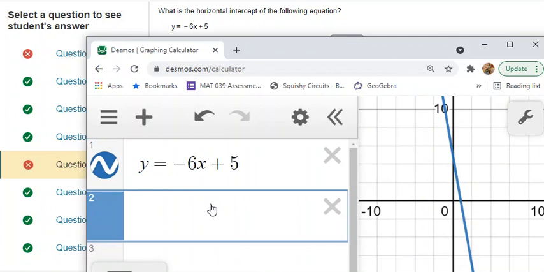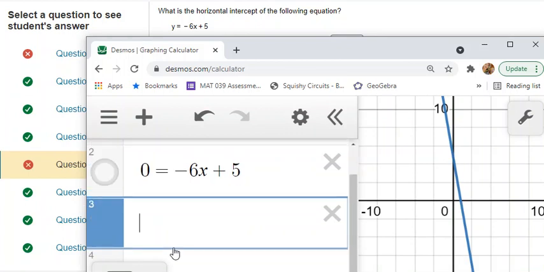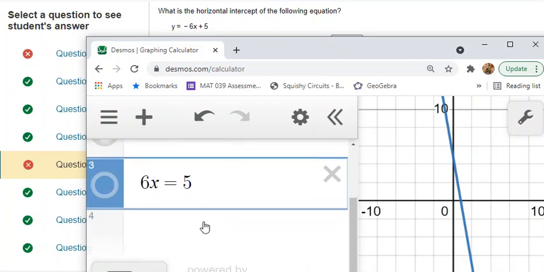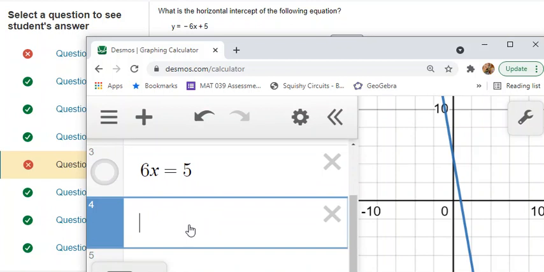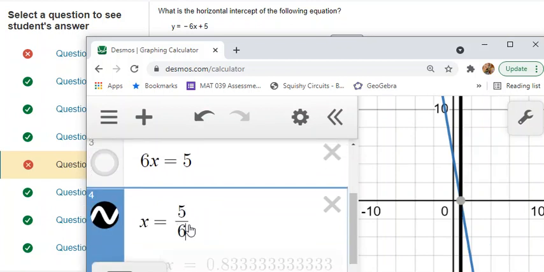If I want to find the horizontal intercept, we're going to substitute 0 in for the y value. So 0 equals negative 6x plus 5. I'm not going to graph that. I'm just trying to write down what I'm trying to do, plugging in 0 for y. And then, since this is a negative 6x, I could add 6x to both sides. And again, I'm just trying to show my algebraic steps right here. So I'm adding 6x to both sides, and then I would divide by 6. So 5 divided by 6 for x.